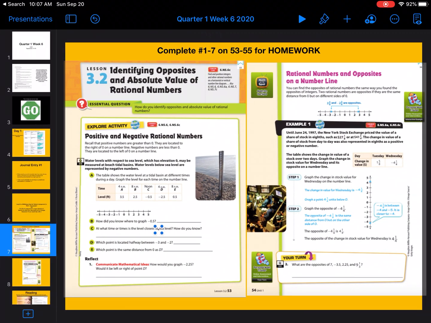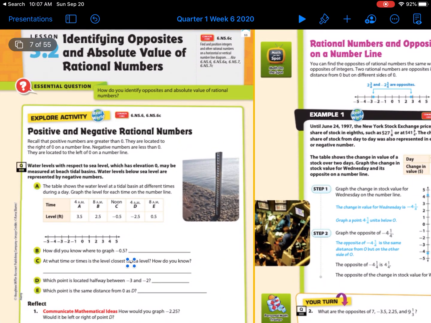Okay, so at the top of our keynote, it says complete number 1 through 7 on page 53 through 55 for homework. So because it's Monday, we don't have live meets. This is a pre-recorded lesson. So we're going to start. We're identifying opposites and absolute value of rational numbers. So positive and negative rational numbers.